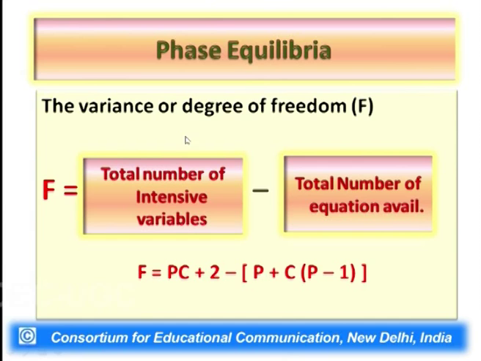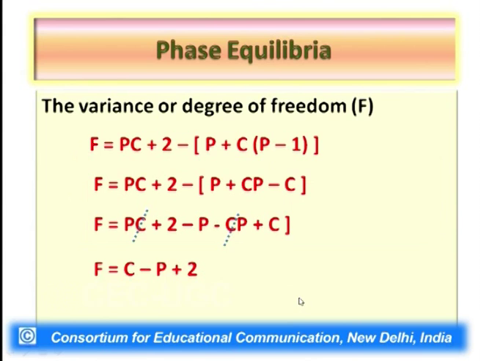So, the values of these independent intensive state variables are required to be specified, and only then is the description of the system complete. Therefore, f, the degree of freedom, equals the total number of intensive variables minus the total number of equations available. If you recall, just two slides back, we have already discussed that the total number of variables is PC plus 2 and the total number of equations available is P plus C times (P minus 1). So, we can solve this. What we get is PC plus 2, and we can remove the internal bracket, which gives P plus CP minus C.